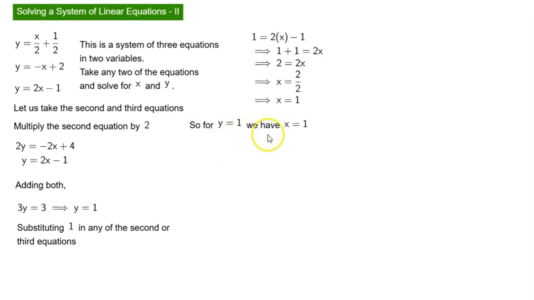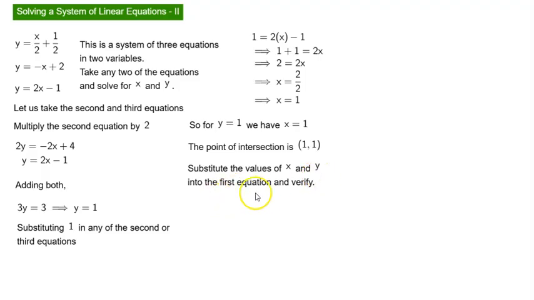So for y equal to 1, we have x equal to 1. So the point of intersection is 1, 1. Substitute the values of x and y into the first equation and verify. So we have found the solution, that is x equal to 1 and y equal to 1. Now we need to verify whether that solution also applies to the remaining equation, that is the first equation.